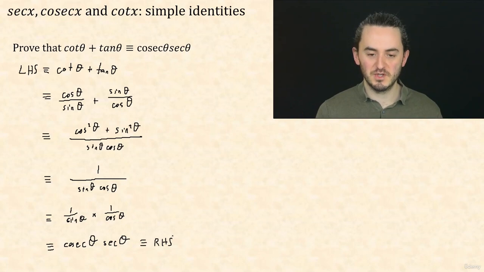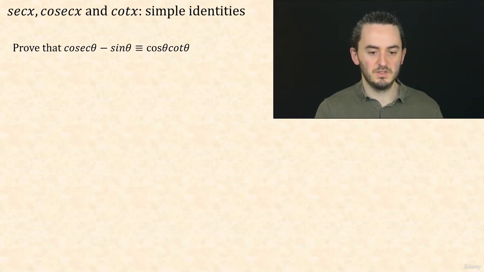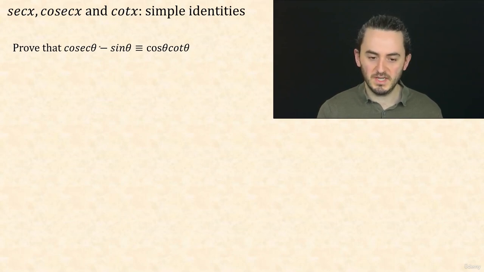Let's have a look at a few more examples. If you feel confident enough, pause the video and have a go at completing the proofs yourself. So we're trying to prove here that cosec theta minus sine theta is the same as cos theta cot theta. So once again, I've got two things added or subtracted, and I want to show that's the same as two things multiplied. So I can go down the algebraic fractions technique.